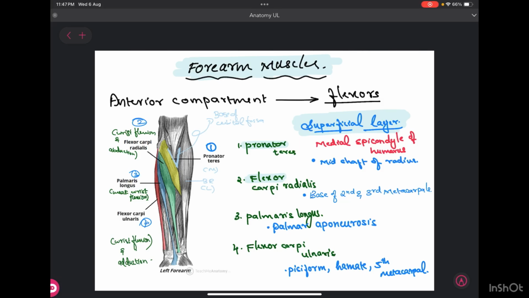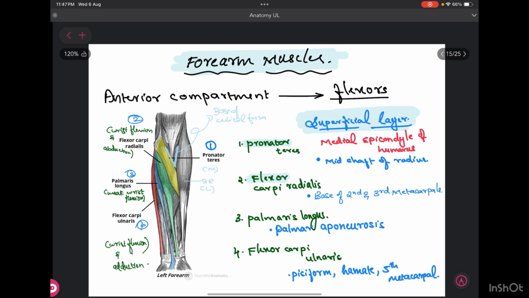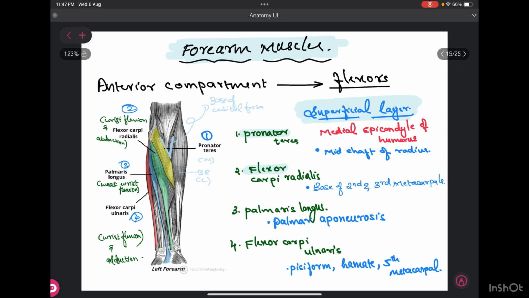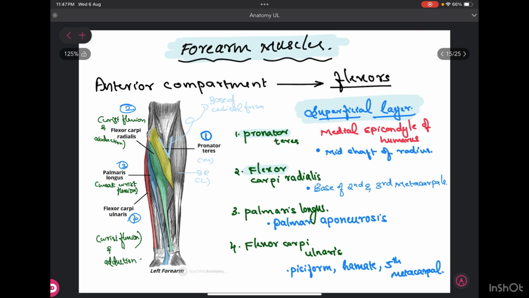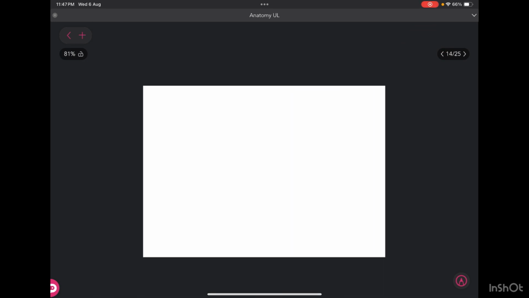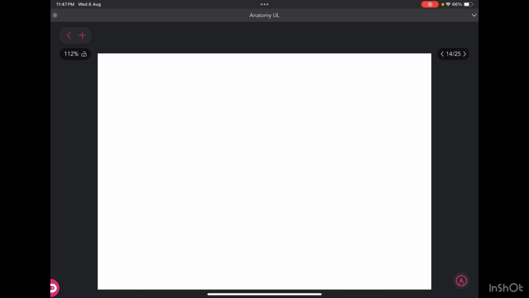Hi everyone. This is the part 1 video of upper limb anatomy. Here we are going to study the forearm muscles. As we all know, the forearm muscles are divided into an anterior compartment and a posterior compartment. I will discuss in detail.